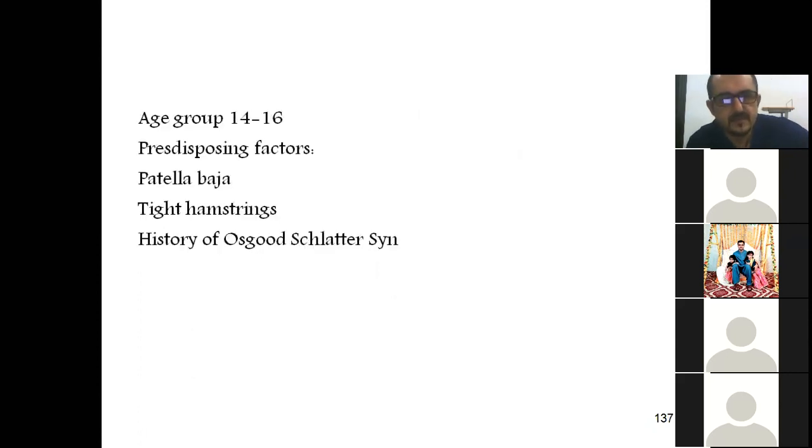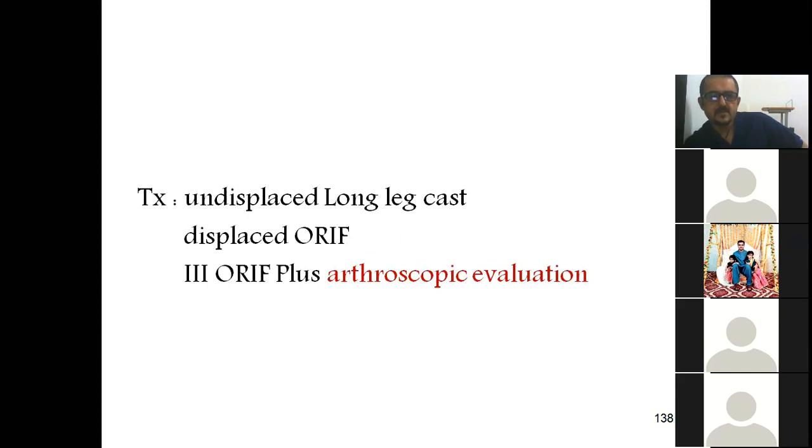These fractures are in the age group of 14 to 16. Predisposing factors are patella baja, tight hamstrings, and history of Osgood-Schlatter syndrome. So for this also, type 3 needs ORIF plus arthroscopic evaluation.